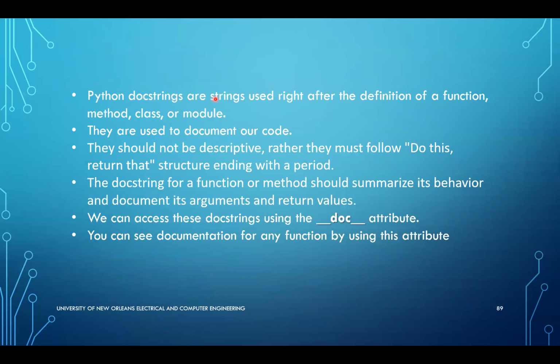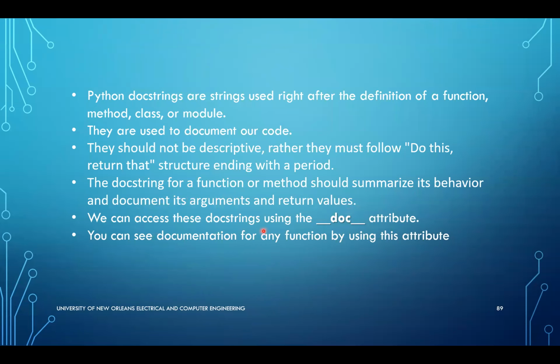Python docstrings are strings used right after the definition of a function, method, class, or module. They are used to document the code. They should not be descriptive. Rather, they must follow a "do this, return that" kind of structure, ending with a period. In other words, it's more for understanding clearly what a function will do. It's like when you type help for a specific function, it'll tell you what that function will do. The docstring for a function should summarize the behavior and document the arguments and return values.